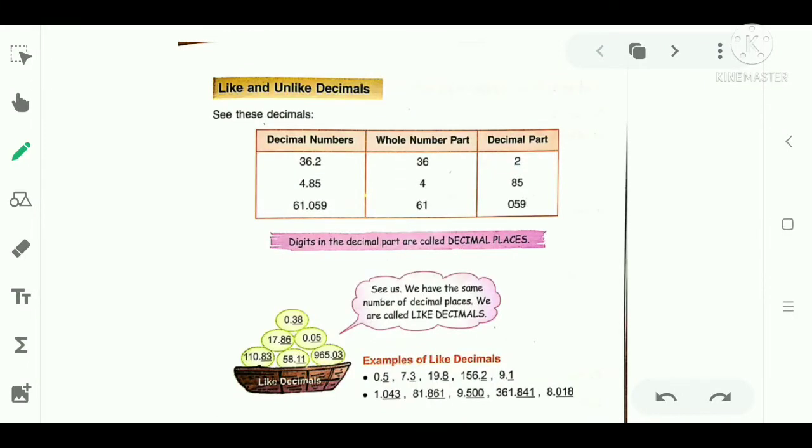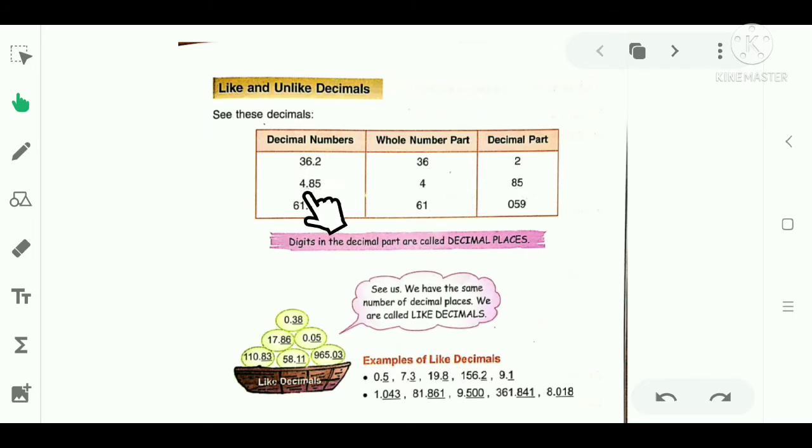So students, today we are going to do like decimals and unlike decimals. You all know about whole number part and decimal part. Look, if we have a number 36.2, it means before the point it is 36. So 36 is the whole number part, and after the point it is 2. It means after the point, this part is the decimal part. So 2 is the decimal part and 36 is the whole number part.